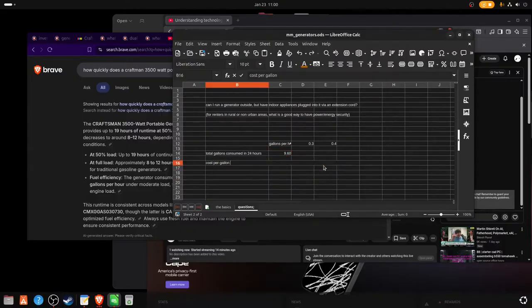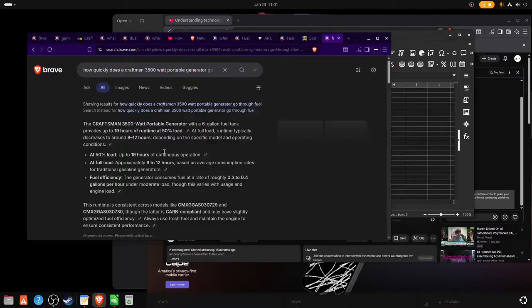Cost per gallon of fuel. I don't actually know the current price of gasoline. I'm gonna say it's $3, because it's gonna depend on where one is in the world, but at $3 per gallon, that's 28.80. So 29 bucks a day to run at 50% load.